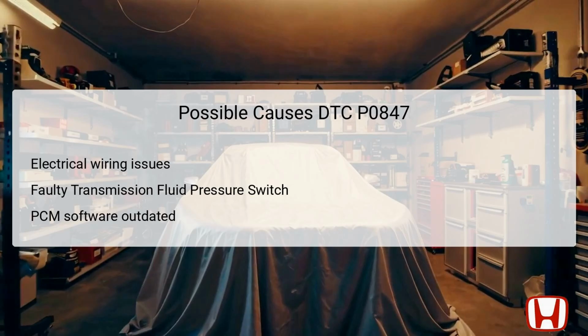Any of these causes would prevent the system from functioning as expected, leading to shifting issues, incorrect pressure readings, or other transmission-related problems. It's vital to isolate the exact issue by reviewing the vehicle's wiring and components methodically to ensure a targeted and effective repair strategy.